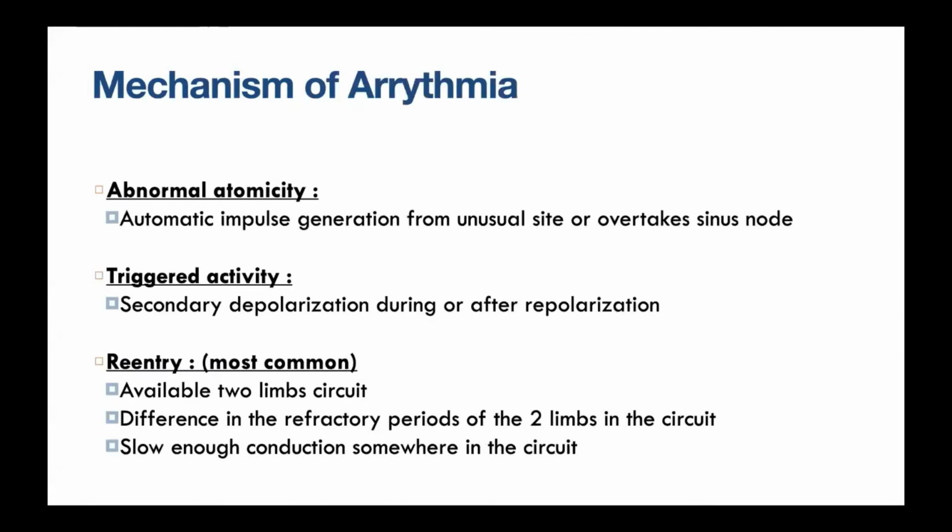Speaking about the mechanism of arrhythmias in general, all arrhythmias fall under three categories of mechanism. The first one is abnormal automaticity, meaning having automatic impulse generation from an unusual site, like atrial tissue in atrial tachycardia. The atrial tissue in its normal situation doesn't generate impulses, but in arrhythmias like atrial tachycardia, it takes over the impulses from the sinus node and starts generating at a high rate of tachycardia.